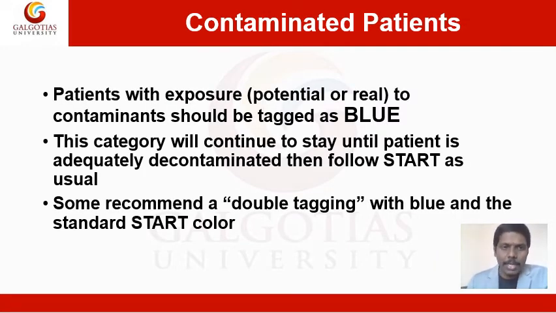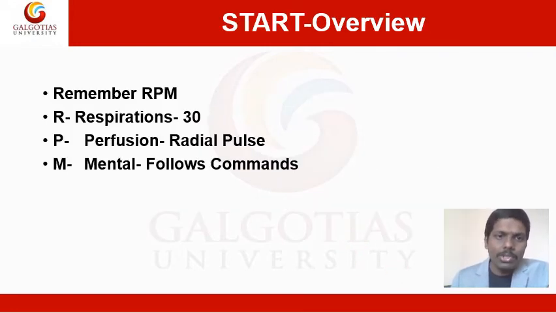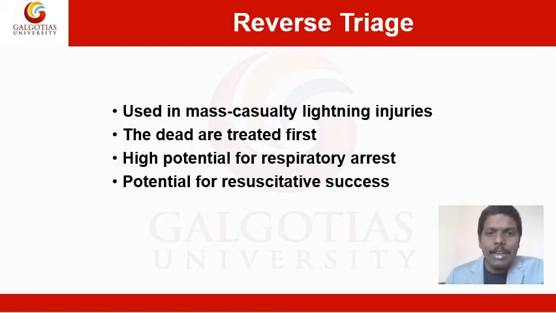Now, contaminated patients. Patients with exposure to contaminants should be tagged as blue. This category continues until the patient is adequately decontaminated, then follow START as usual. Some recommend double tagging with blue and the standard START color. The START overview: remember RPM. RPM stands for respiration, perfusion and mental status.